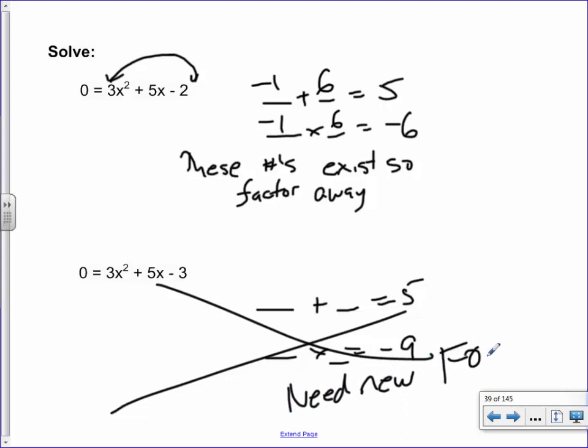So we need a new formula. The first thing I'd like to let you guys know about this formula that we're going to show on the next slide is that it will always work, by the way. Even if something can be factored, you could still use the quadratic formula. So a lot of students sometimes just default to the quadratic formula if they want. The only downside is it's very long.